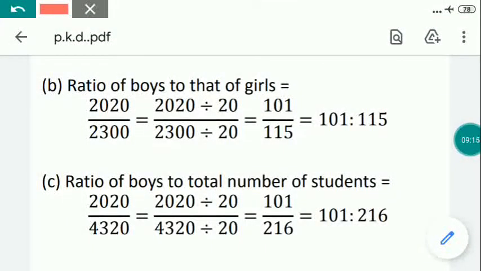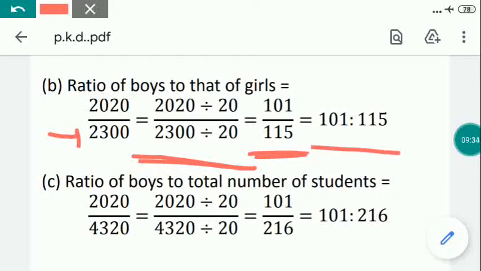Now B, ratio of boys to that of girls. Boys are 2,020 and girls 2,300. Now divide numerator and denominator by its highest common factor 20. So you get the fraction 101 upon 115, which is equal to 101:115.